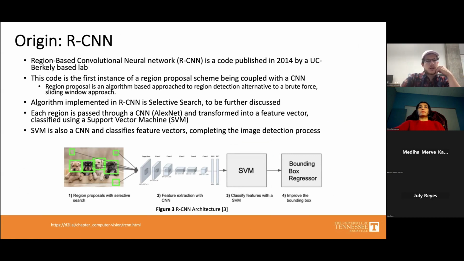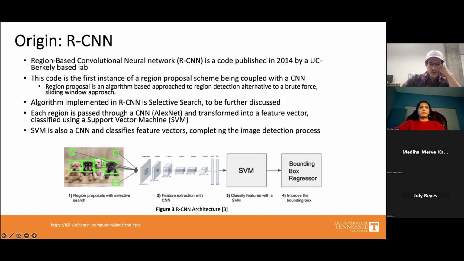The way that regions are selected in RCNN is through an algorithm called selective search. I'll discuss that a little bit further. But basically, each region that is selected with selective search is passed through a CNN. They used AlexNet in this case. It's transformed into a feature vector. And then this feature vector is passed through an SVM, a support vector machine, and that's what tells you what this feature is, and it's within what box. SVM is also a convolutional neural network, and that's why it's able to be used for feature detection.